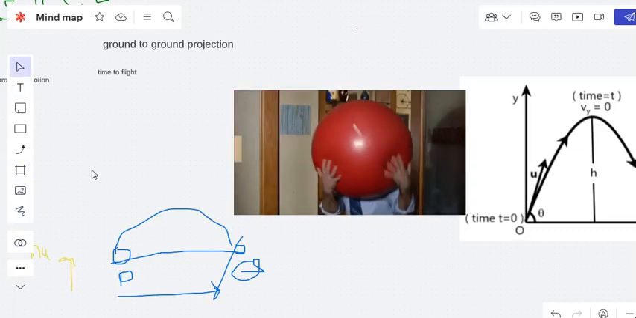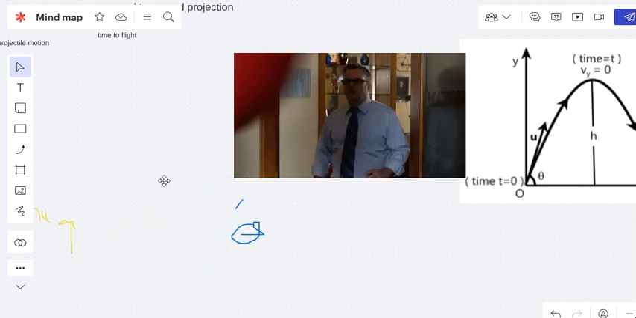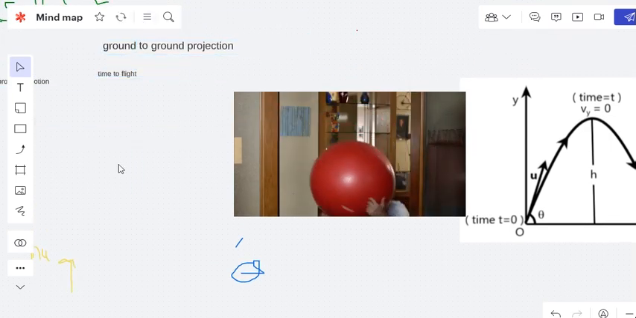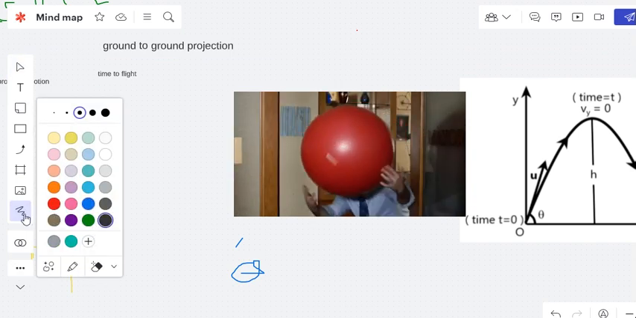So now I'm going to discuss the case which is time of flight today. So let's go. What is time of flight and what is ground to ground projection? Let me consider an example for explaining this.